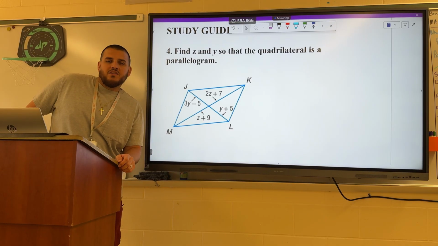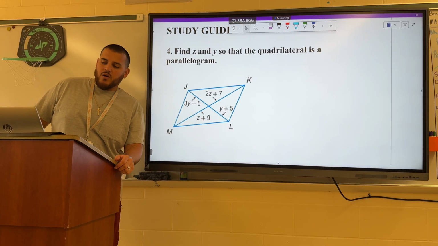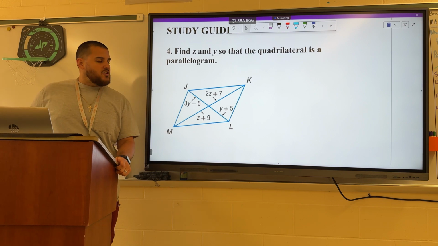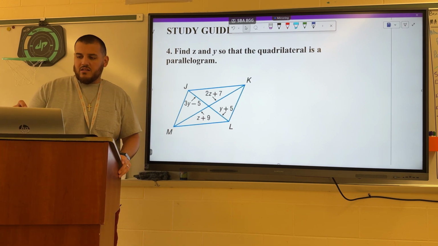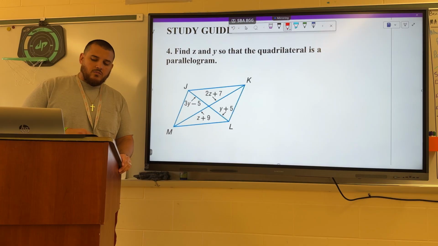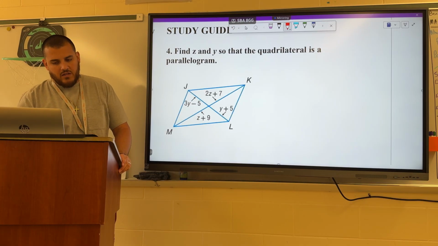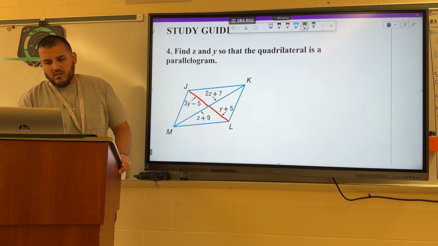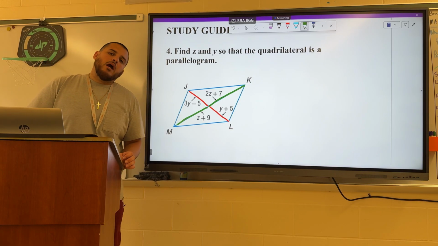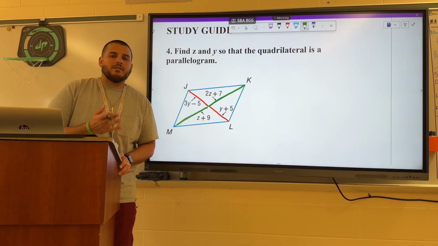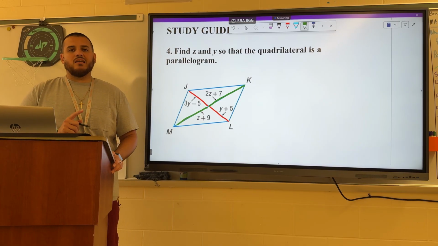Still reviewing the properties of a parallelogram here in example 4. This time we're given some information kind of funky the way it's placed in here. These are all diagonal measures that are given to us. So that 3y minus 5 is this chunk right here, y plus 5 is this chunk, 2z plus 7 is this chunk, z plus 9 is this chunk. And the property to know here is that in a parallelogram, diagonals bisect each other. They cut each other in half.